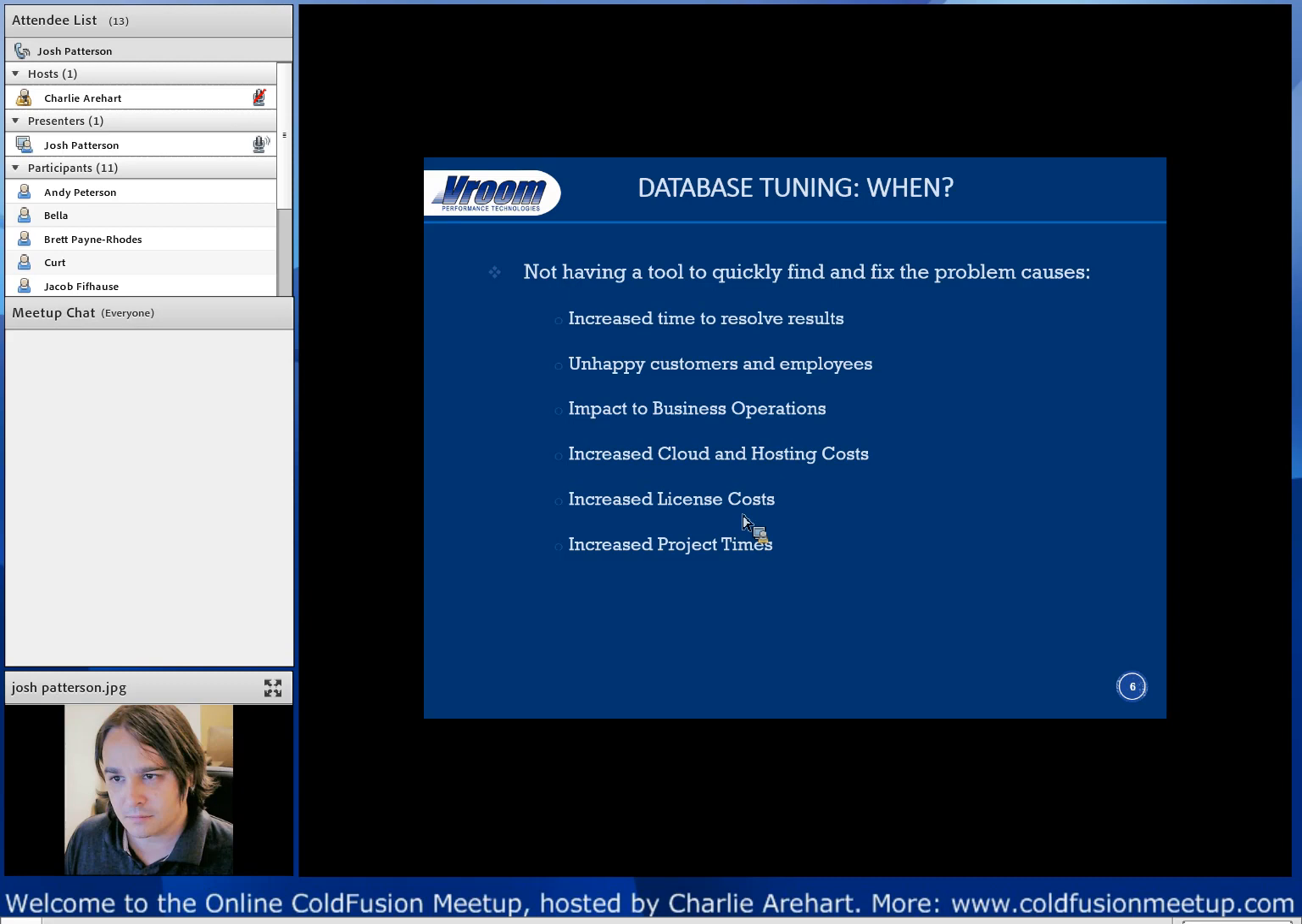Impact to business operations, and increased cloud and hosting cost. Increased cloud hosting cost and license cost, those two are together. And there's actually a lot that goes into those that I don't think a lot of the higher level IT folks really think about, which is best summarized as folks often talk about SQL Server licenses being very expensive. Well, they're not inexpensive, but they're also not as expensive as you think.